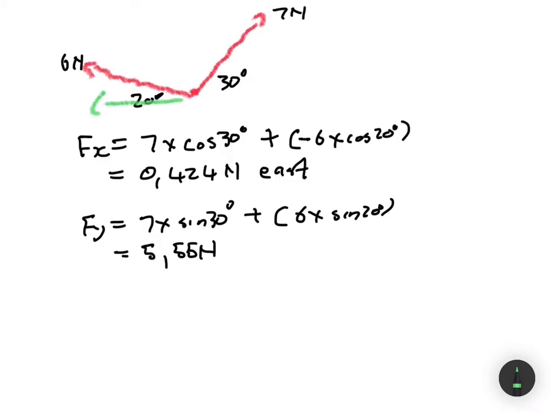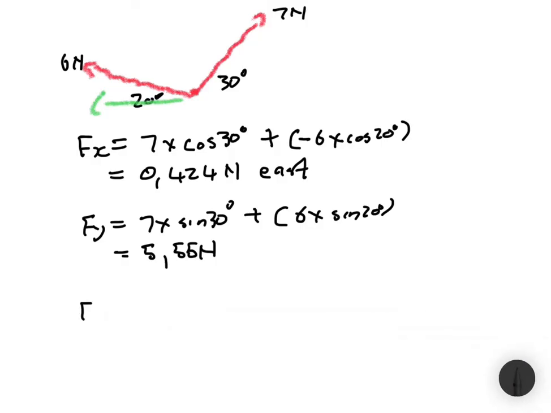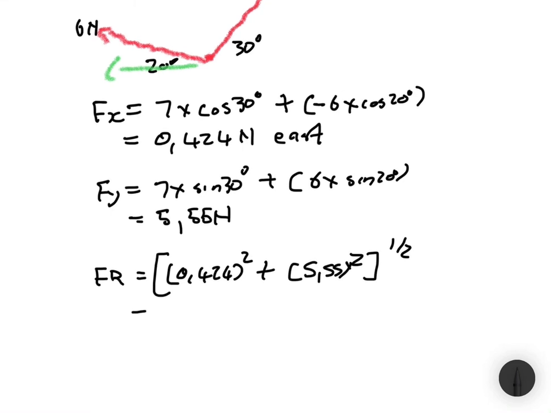So if we were to sketch our resultant would be, oh no, we actually don't have our resultant. We just have the x component and the y component. Let's go ahead and find our resultant. I'm getting ahead of myself. So F resultant is going to be equal to 0.424 squared plus 5.55 squared, and then we take everything to the power of a half as a way of taking square roots on both sides. So let me put that in my calculator real quick so that I can see what I have.